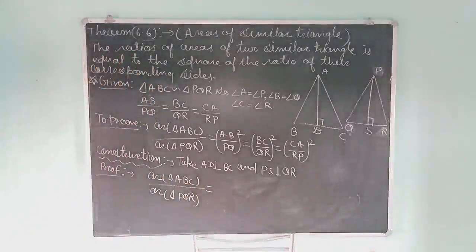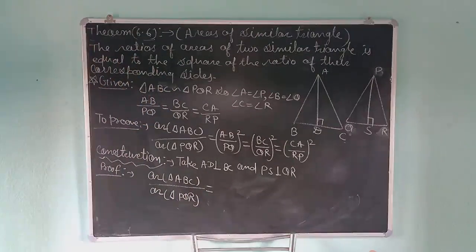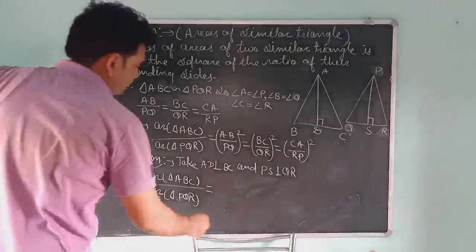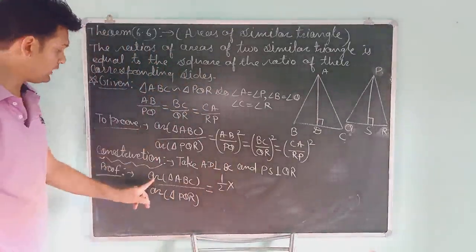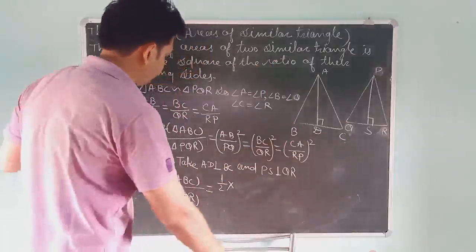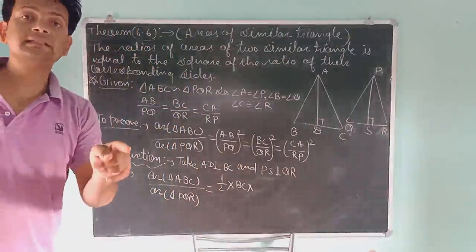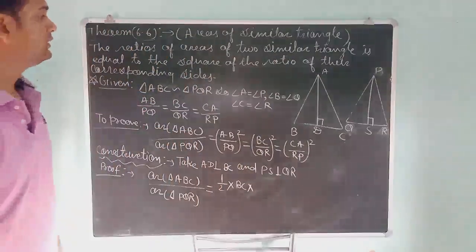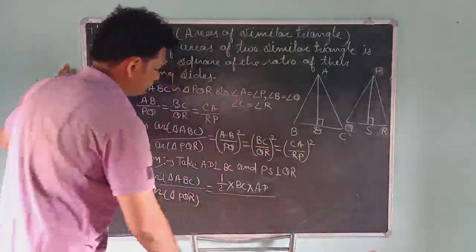Okay students, what is the formula to find the area of any triangle? I already told you that to find the area of any triangle, it is half base into height. So students, I will write here half base. I am talking about the area of triangle ABC, and in triangle ABC the base is BC. So I will write here base is BC. Half base into height. What is the height here? Height is AD. So I will write here AD upon.